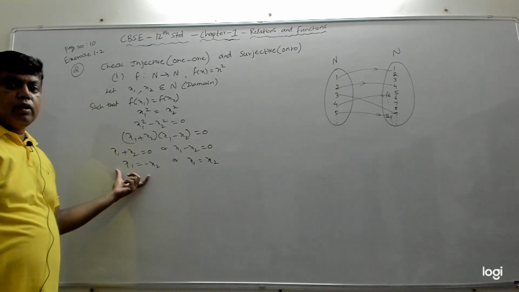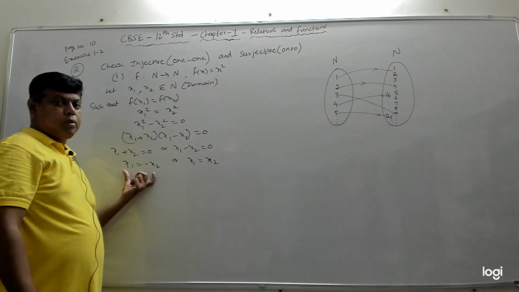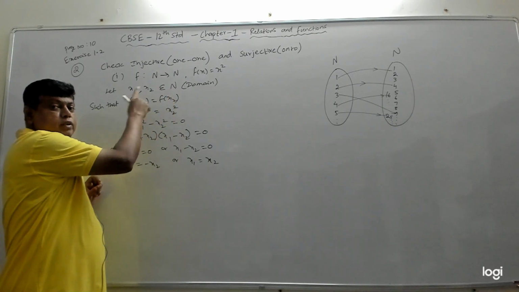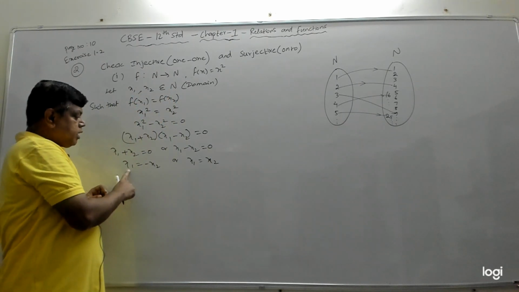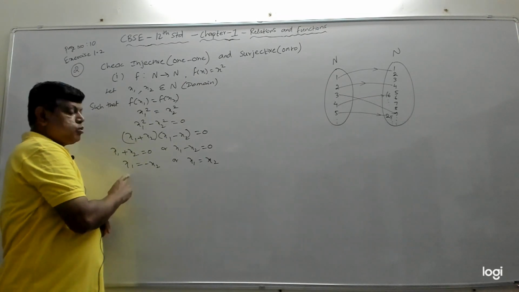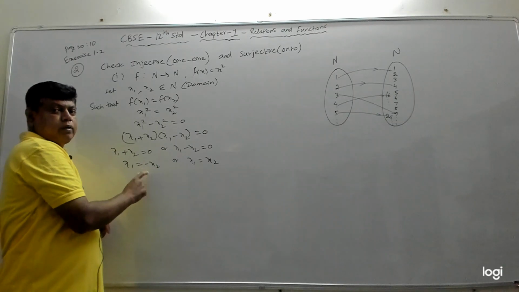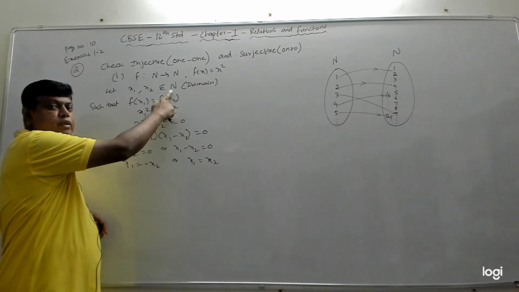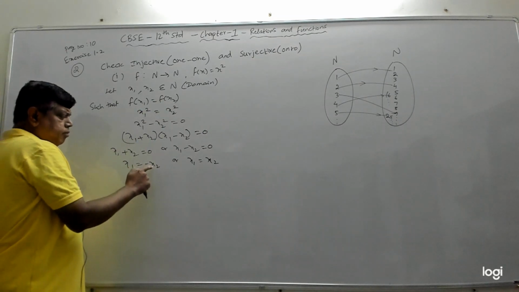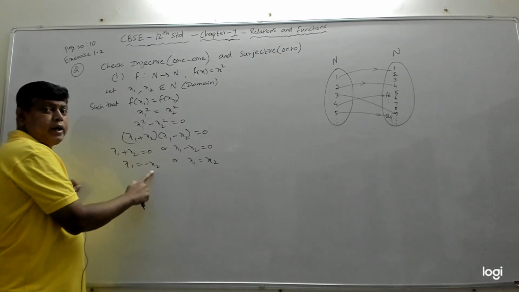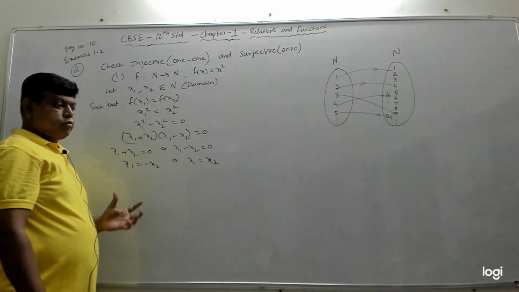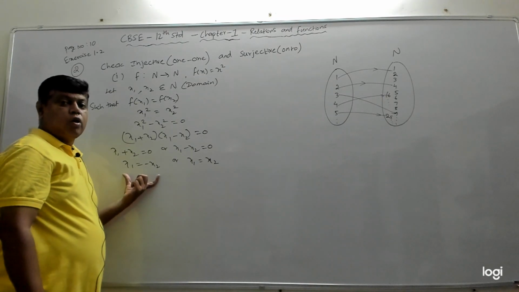But x1 equal to minus x2 is not possible because x1 and x2 both are coming from natural numbers N, which means both are positive. Right? So when x2 is positive, minus x2 will become negative. But x1 is positive. A positive number cannot be equal to a negative number, because both x1 and x2 are natural numbers. Natural numbers are positive numbers 1, 2, 3. How can a positive be equal to a negative? So x1 equal to minus x2 is not possible.